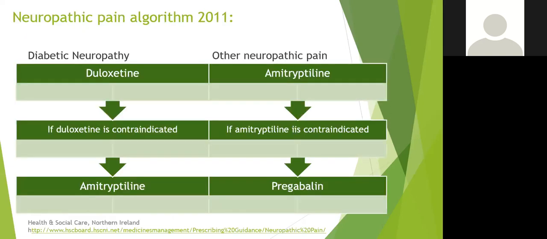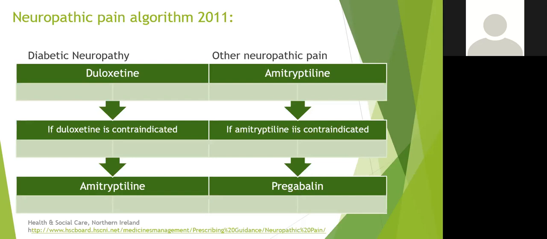This is a neuropathic pain algorithm, which was published in Northern Ireland Health and Social Care. As I mentioned before, for diabetic neuropathy, the NICE guidance in the UK specifically says duloxetine is the drug of choice for diabetic peripheral neuropathy. So only for that, you go first line with duloxetine. And if duloxetine is contraindicated, you go for amitriptyline. For any other cause of neuropathic pain, always go for amitriptyline first line. And if it's contraindicated, then go for pregabalin.